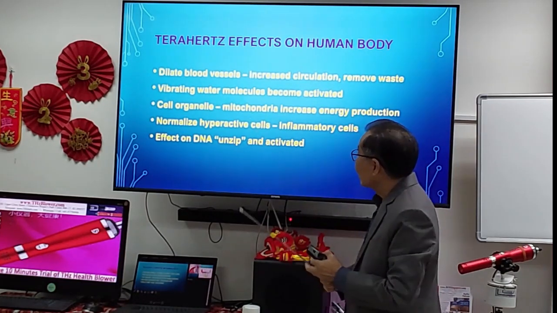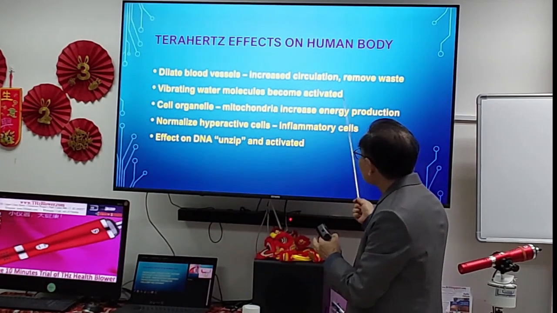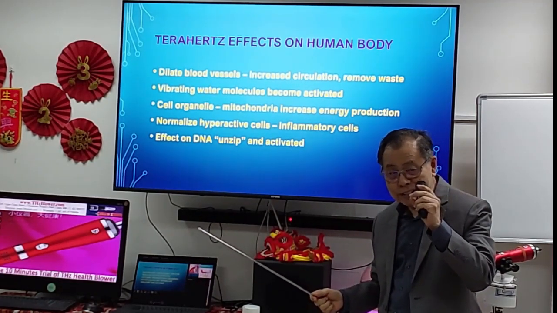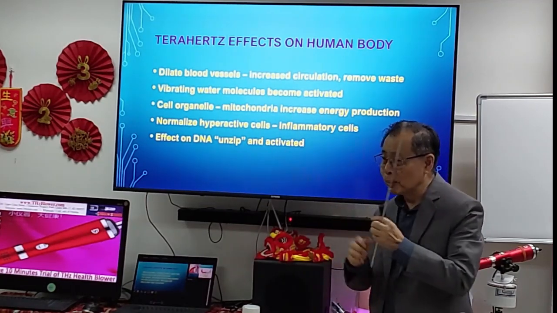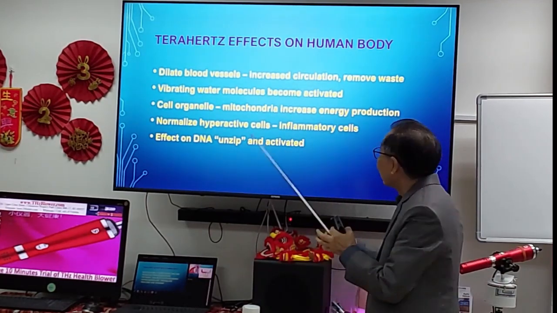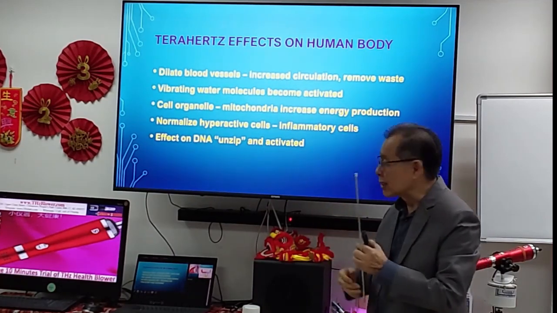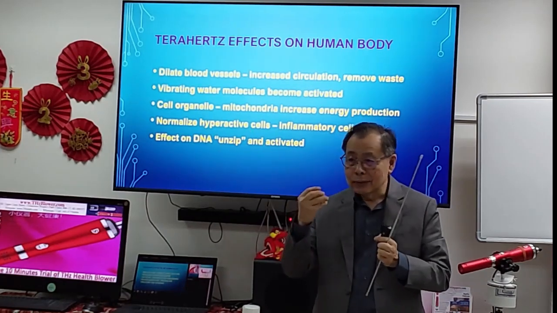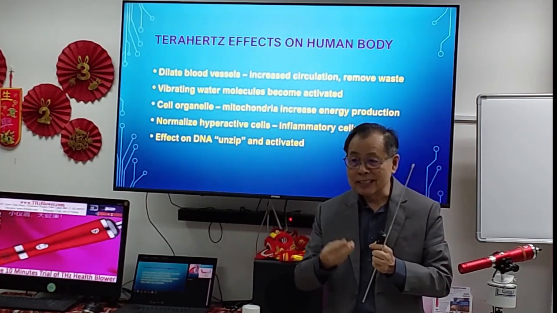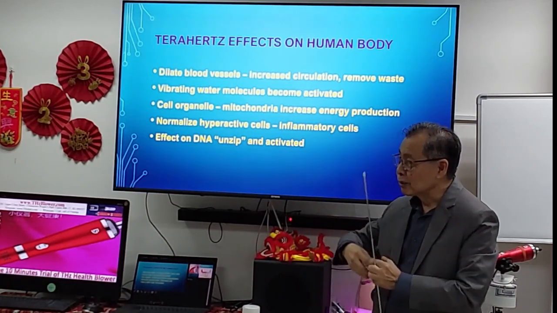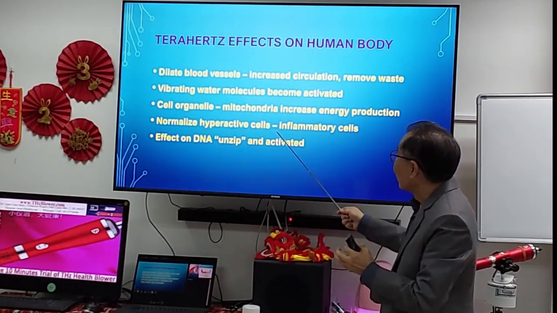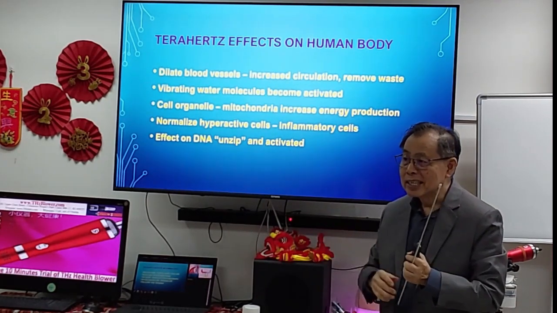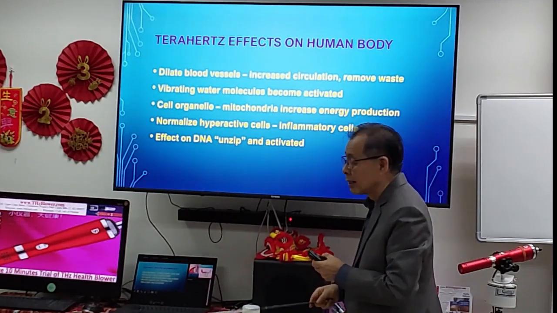And when you activate, molecules become activated. Inside the cell, there are factories of the cell called mitochondria, small tiny things within the cell. In the mitochondria, energy production takes place, as well as a lot of other activities. When you have inflammation, cells are hyperactive, right? Too much energy, too much redness, swelling and all that. It can reduce the hyperactivity, make it normal, reduce the inflammation. That's the ability of THz.